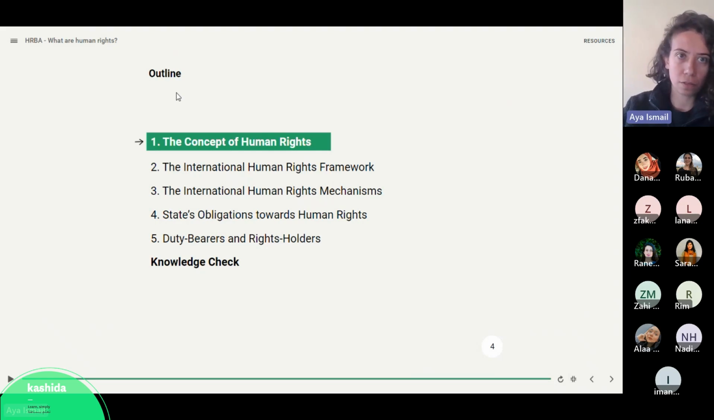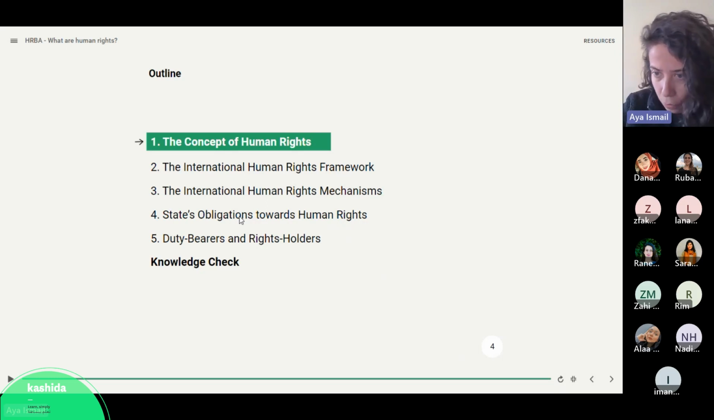Heading level 1 outline. Current section, 1, the concept of human rights. It's saying current section, so that people can realize that now we are here. Remaining sections include 2, the International Human Rights Framework. 3, the International. So basically, it's also saying the remaining sections include and so on. So it's mimicking how somebody was visually reading this slide.